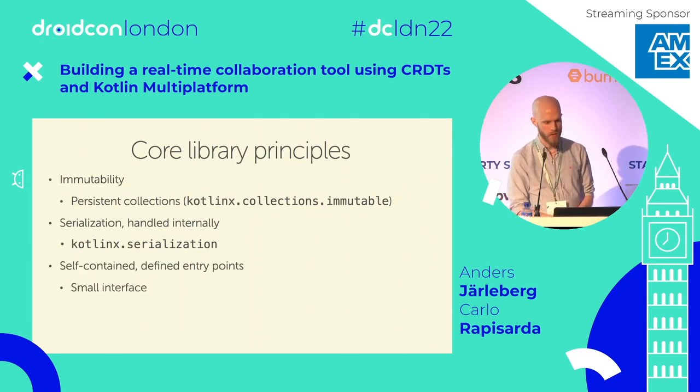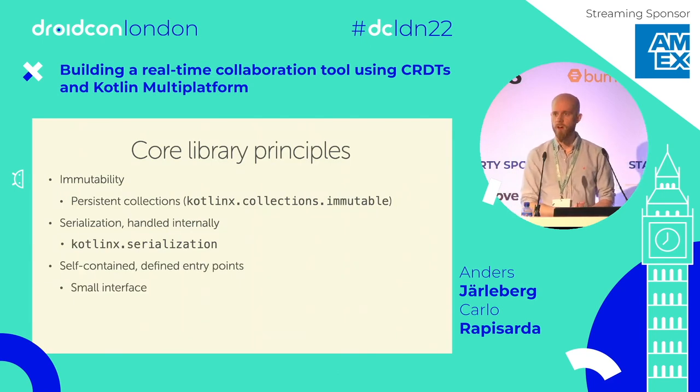And we also kept the library self-contained with well-defined entry points. So we have a fairly small interface, which I'll show you in the next slide. But basically, you tell the core, I want to do this change. The core might inform you about some events happening, like, OK, here's the new board, for example. And here's, by the way, a message for you to send to someone else.